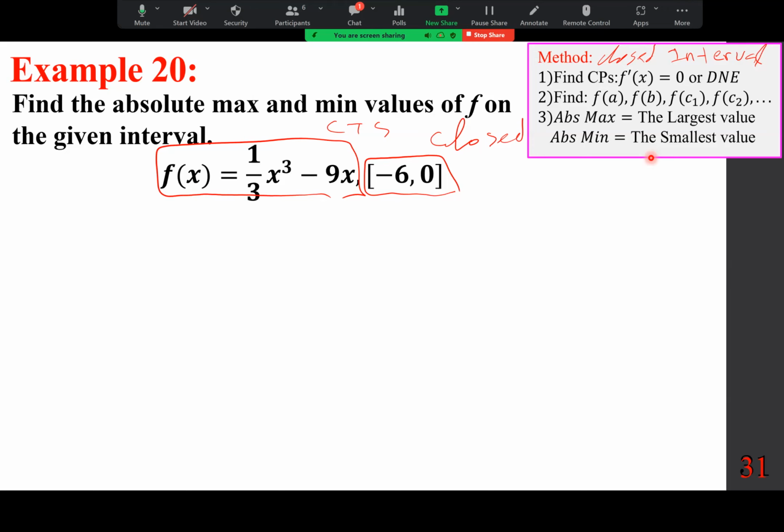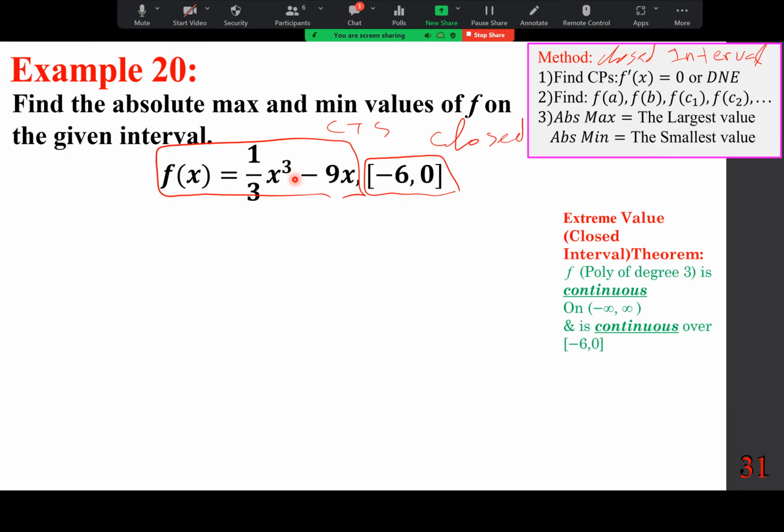And what's going on here? This is a polynomial of degree 3. A polynomial of degree 3 is continuous from negative infinity to positive infinity. Every polynomial is continuous from negative to positive infinity. Therefore, it's continuous in the given interval of -6 to 0. Therefore, we're going to go with the methodology.